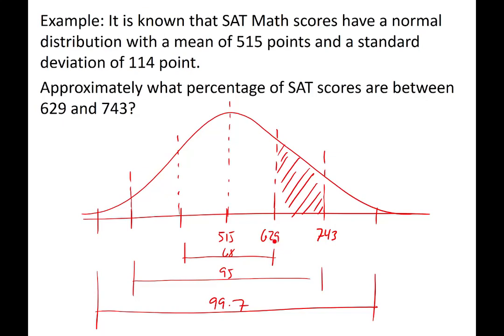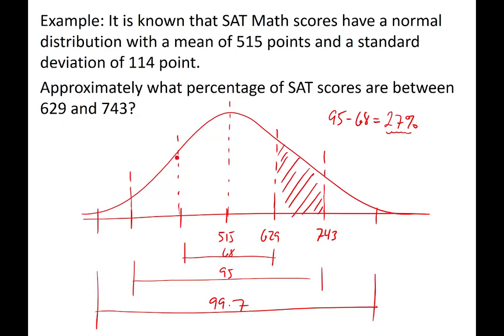So where are you going from? To make the jump from 629 to 743, you're going from 1 standard deviation above up to 2 standard deviations above. So from 1 to 2 standard deviations, you're making a jump from 68 to 95. So you need to cover, what is that, 27%? To jump from 1 standard deviation out to 2 standard deviations, you need to cover 27%.